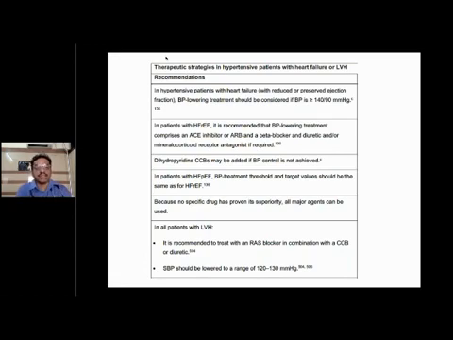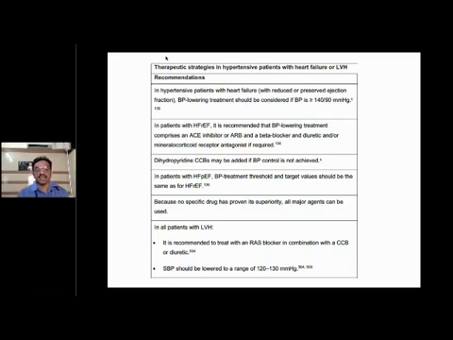In patients with heart failure with preserved ejection fraction, BP treatment thresholds and targets should be the same as for reduced ejection fraction. The threshold remains the same, 140 by 90, and the target also remains less than 130. And all major drugs can be used. As we showed, the calcium channel blocker comes as a fourth drug here to control the blood pressure.